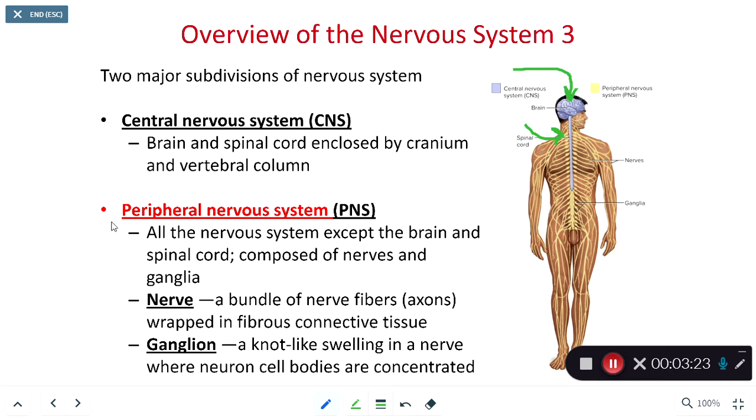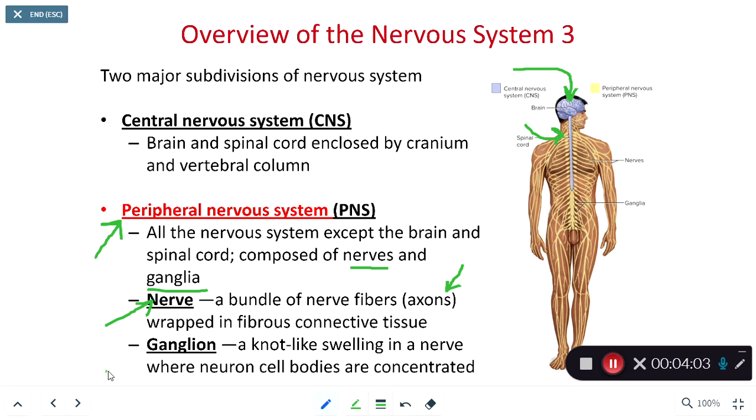Then we have the PNS, the peripheral nervous system. As we look at that peripheral nervous system, it involves everything that's nervous tissue outside of the brain and spinal cord. The main bulk of our peripheral nervous system is going to be nerves and or ganglia. And when we think of a nerve, it is not a neuron. I'm going to say this again, not a neuron. A nerve is a bundle of axons from the neurons wrapped in some fibrous connective tissues. The structure of the nerve we'll talk about later. It's very similar to skeletal muscle in that it's a bundle of bundles.